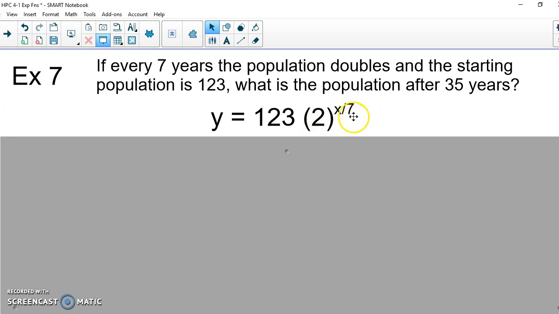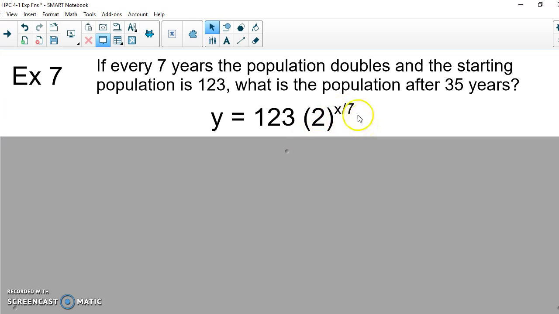Okay. Now, the reason I have x over 7 is because I want to find a way so that I don't double the first year or the second year or the third year. I want to make sure I don't double my number until I hit the number 7. Then I'd have 2 to the 7 over 7, or that's 2 to the first. I would be doubling my number at year 7.